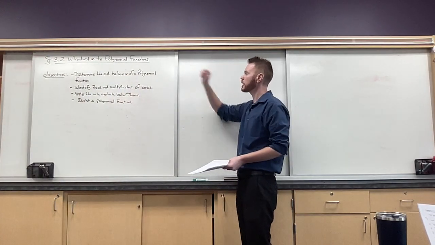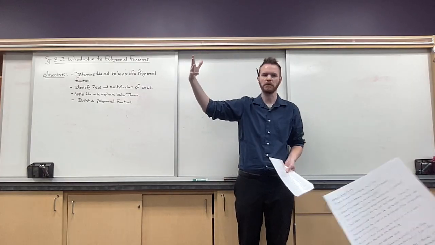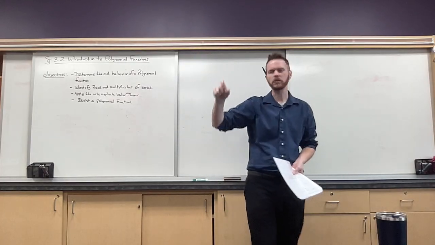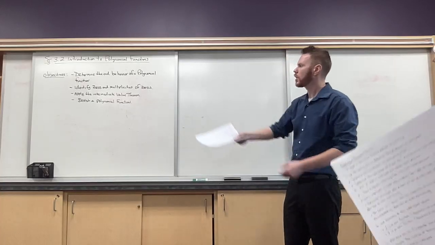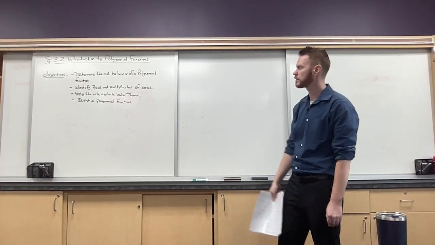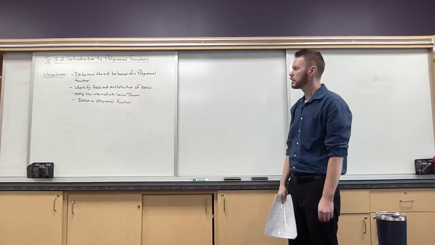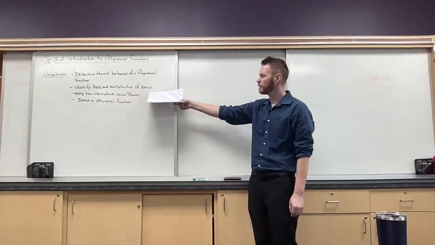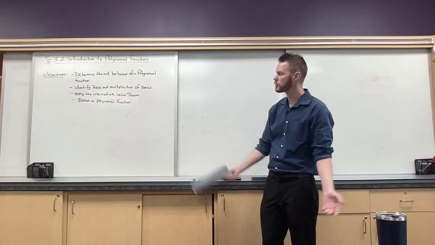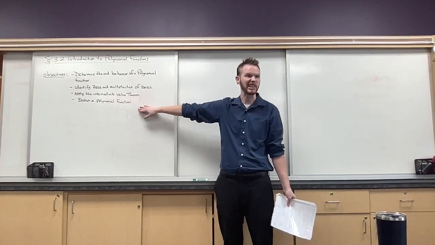3.2, Introduction to Polynomial Functions. Again, this will have some prior stuff mixed in that we've done with a little bit of new stuff mixed into it. Our objectives: determine the end behavior of a polynomial function. Next objective: identify zeros and multiplicities of zeros. Then we're going to apply the intermediate value theorem, and then we're going to sketch a polynomial function. So once we know all this stuff, we're going to go ahead and sketch at the very end.